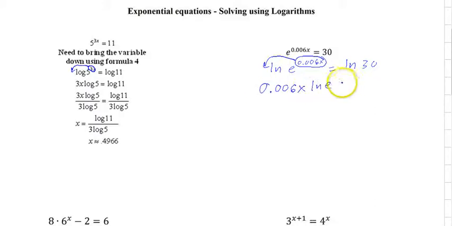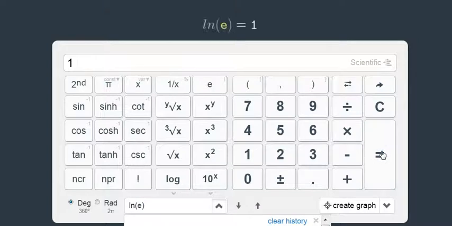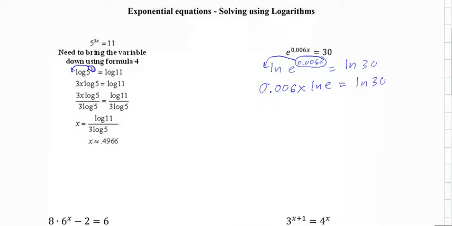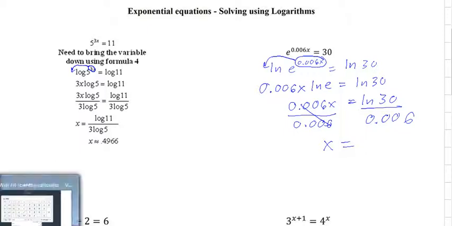However, I'm now left with ln of e. And what is the natural log of e? So if you remember, natural log of e is 1, because they cancel each other, right? So you can just basically throw it away because it's 1, and there's our equation. So now we can just divide by 0.06 and plug that into our calculator. So we'll take ln of 30 and divide it by 0.006.